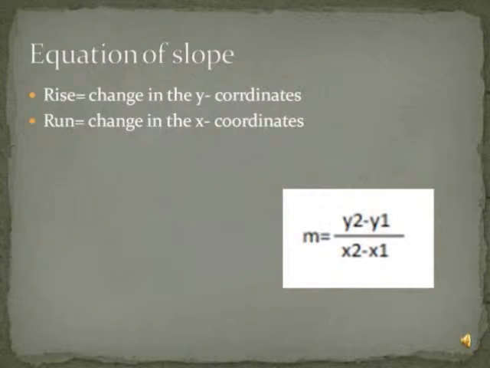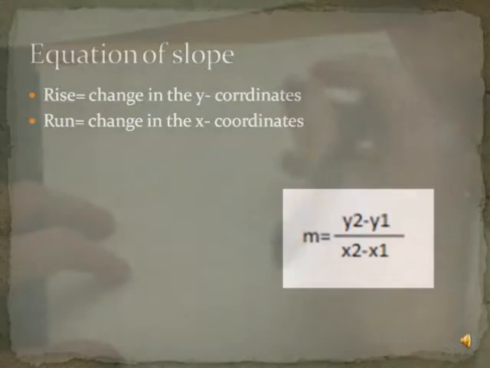Here we can see that the rise is the change in the y coordinates and the run is the change in the x coordinates. We mainly use this equation when we have 2 points that are not plotted on a graph. To use the equation, you label the 2 points x1, y1 and x2, y2. You then plug in the numbers into the proper spots and solve the equation.